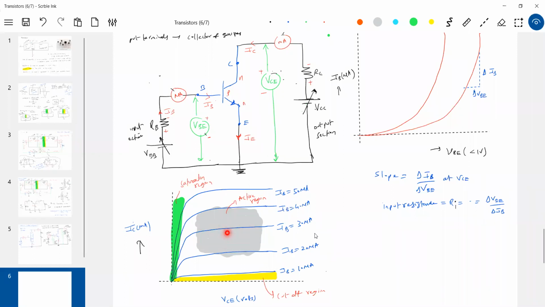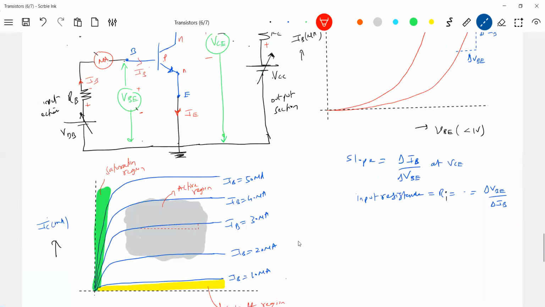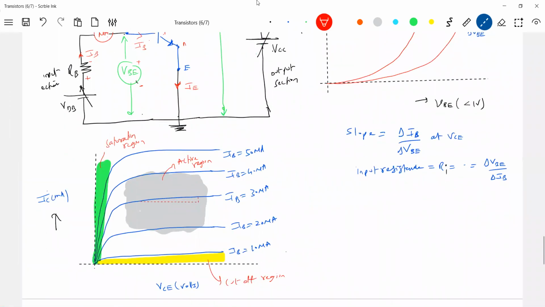So let me calculate the slope. If you calculate the slope, what do we get? It's not a straight line, so we have a slope here. If I magnify the diagram, are you looking at the slope? We have some slope here. This will become delta IC, delta VC. So what is the slope equal to?